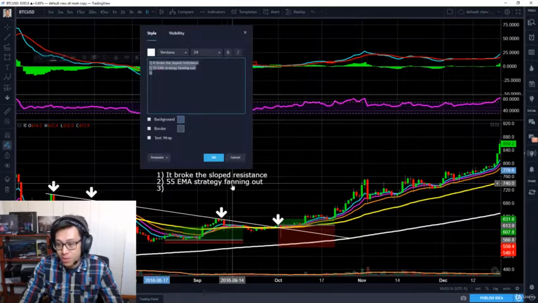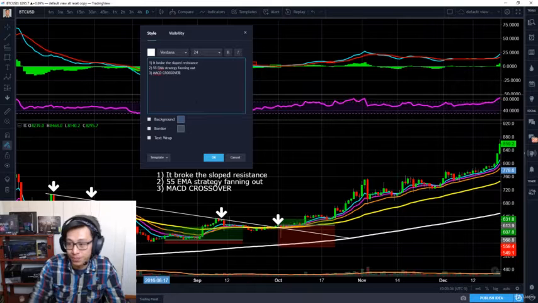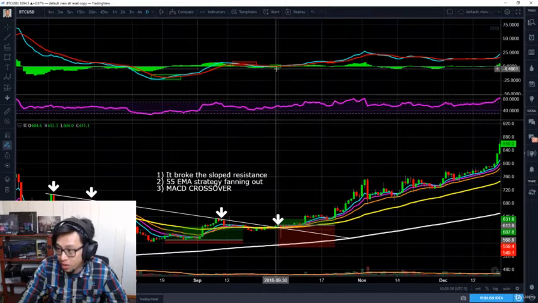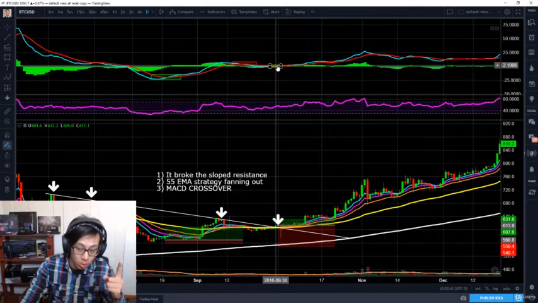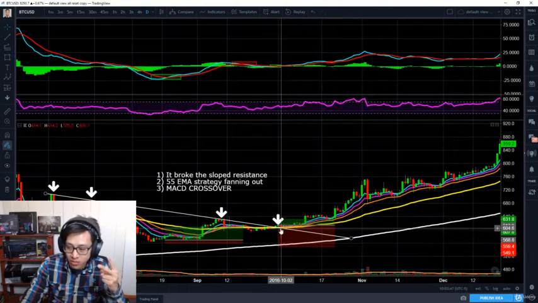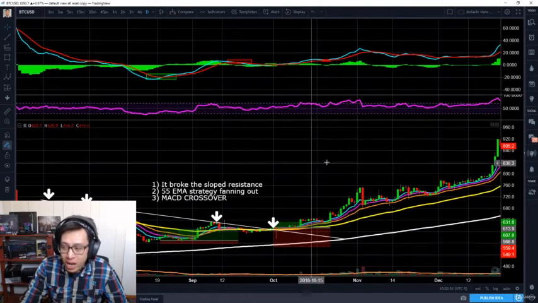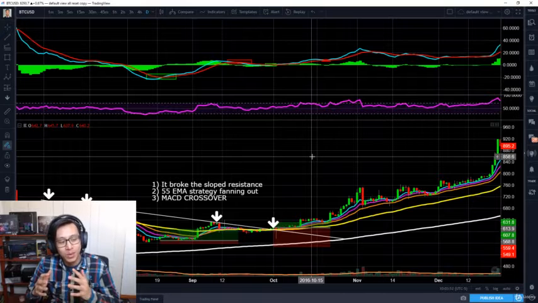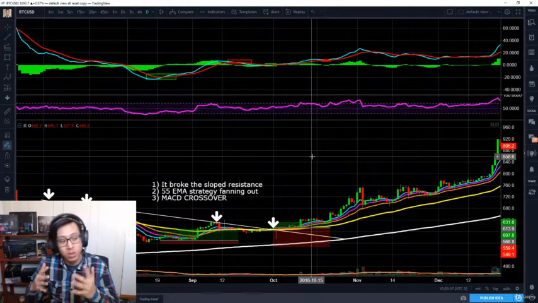Right there. And the third reason was the MACD crossover, okay? The MACD crossover was right here. That's the reason I entered this trade. One, it broke the sloped resistance. Two, the 55 EMA strategy started fanning out. And three, the MACD crossover. So now, how do you know when to sell? How do you maximize your profit?